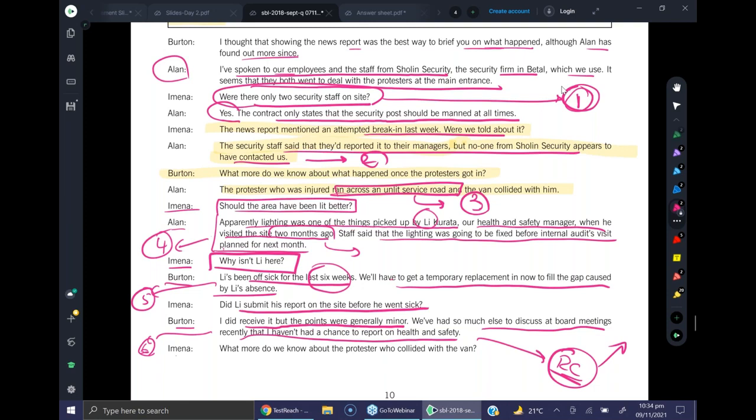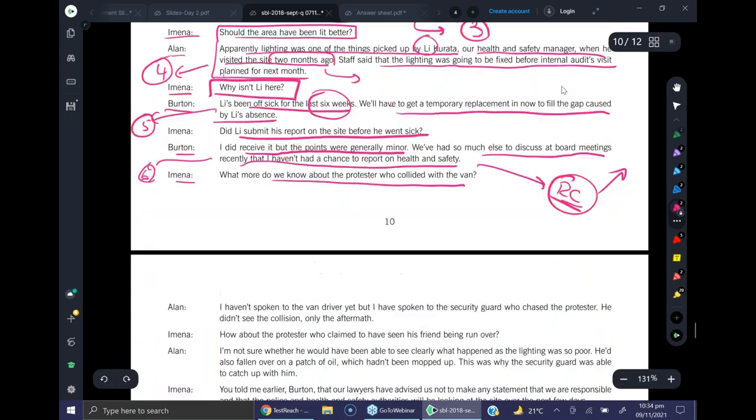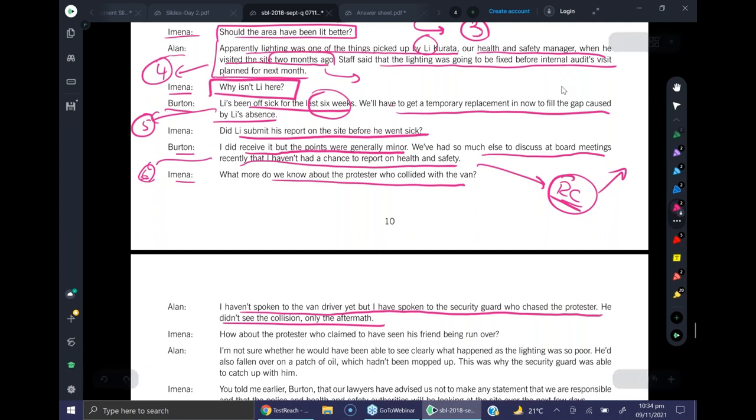Okay, Amina says, what do we know more about the protesters who collided with the van? Alan says, I haven't spoken to the van driver yet, but I have spoken to the security guard who chased the protester. He didn't see the collision, only the aftermath. So the delay in speaking to the van driver is another control weakness.